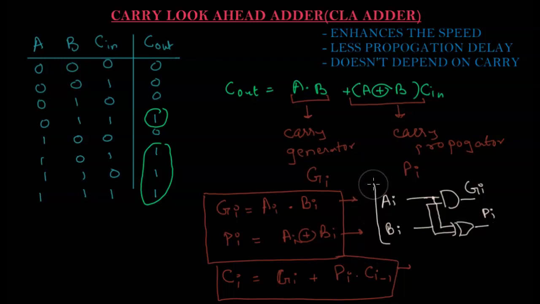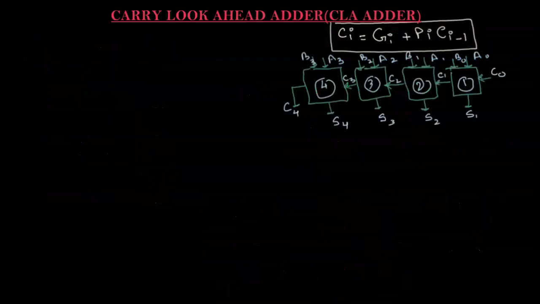And there we have it, the circuit diagram for generating our carry generator bit and our carry propagator bit. Now let us calculate the carry out equations for each stage of our full adder for a carry look ahead adder. So we have the input C0 and then we have C1, C2, C3 and C4. Using the general equation that we have created over here, that is Ci is equal to the carry generator plus the carry propagator ANDed with the carry of a previous stage.